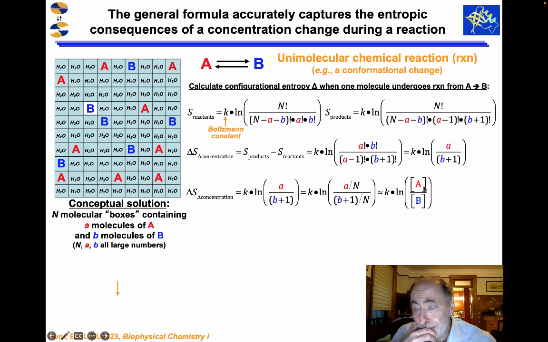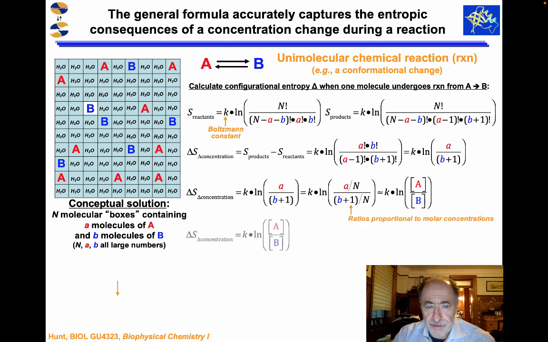For a dilute solution, as we've said before, the mole fraction is linearly proportional to the molar concentration. The proportionality constant will be the same for both A and B because they're both in the same physical configuration. So the same proportionality constant multiplied in the top and the bottom would give you the molar concentrations, and this works perfectly mathematically with no hidden complications. That is the change in the entropy of the spatial configuration when this unimolecular reaction happens to one molecule: 1 A goes to 1 B.